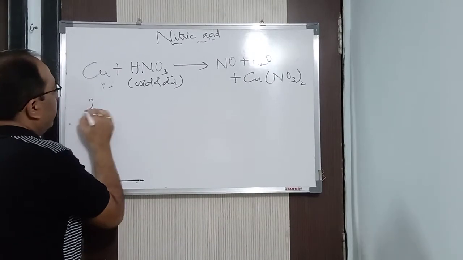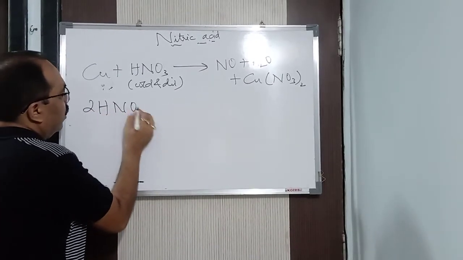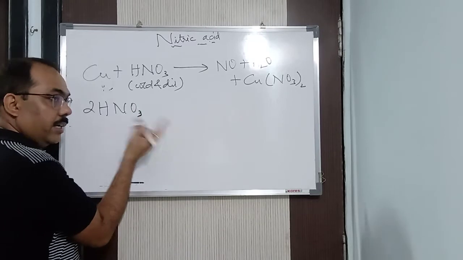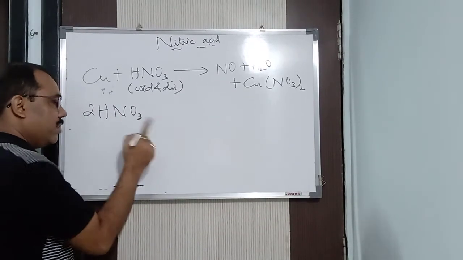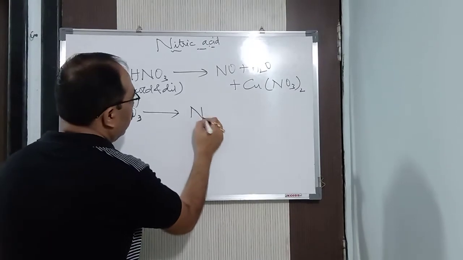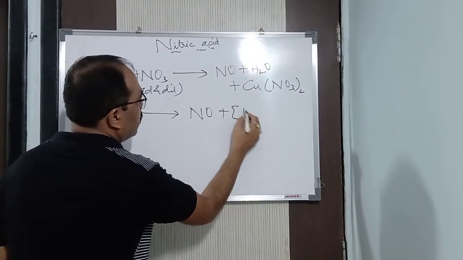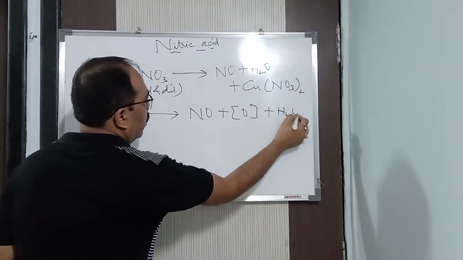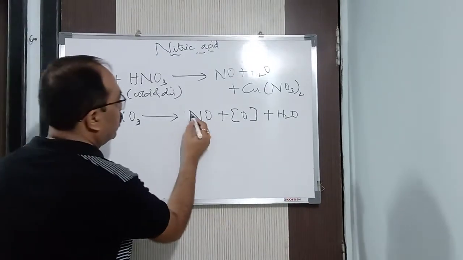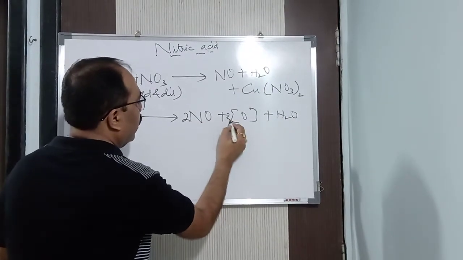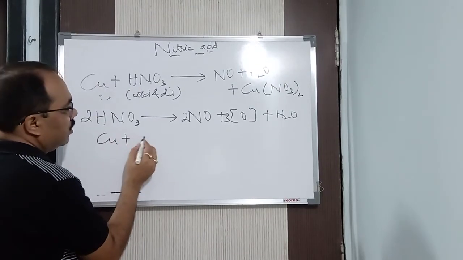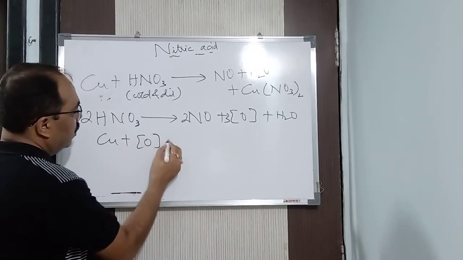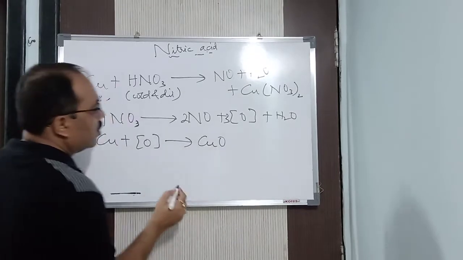So first let me write down the reaction. That is moderately concentrated, which can also be considered cold and dilute. Listen carefully. You will be getting nitric oxide plus nascent oxygen plus water. So it is 2NO and H2O and 3 nascent oxygen. Now copper will react with this nascent oxygen to form copper oxide.